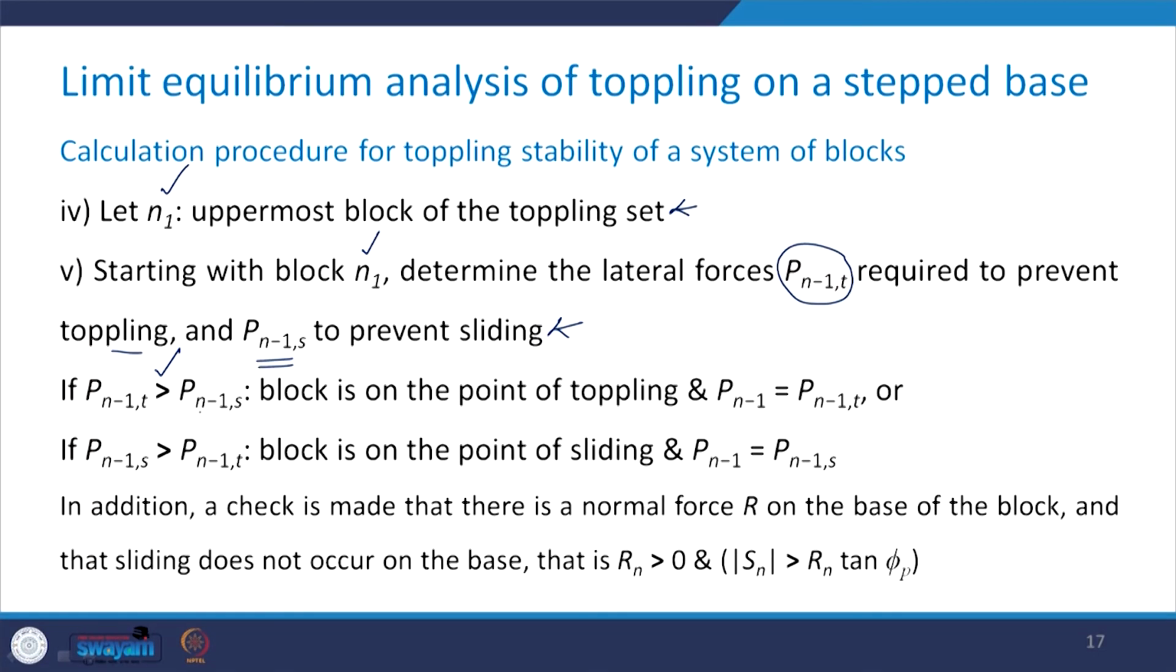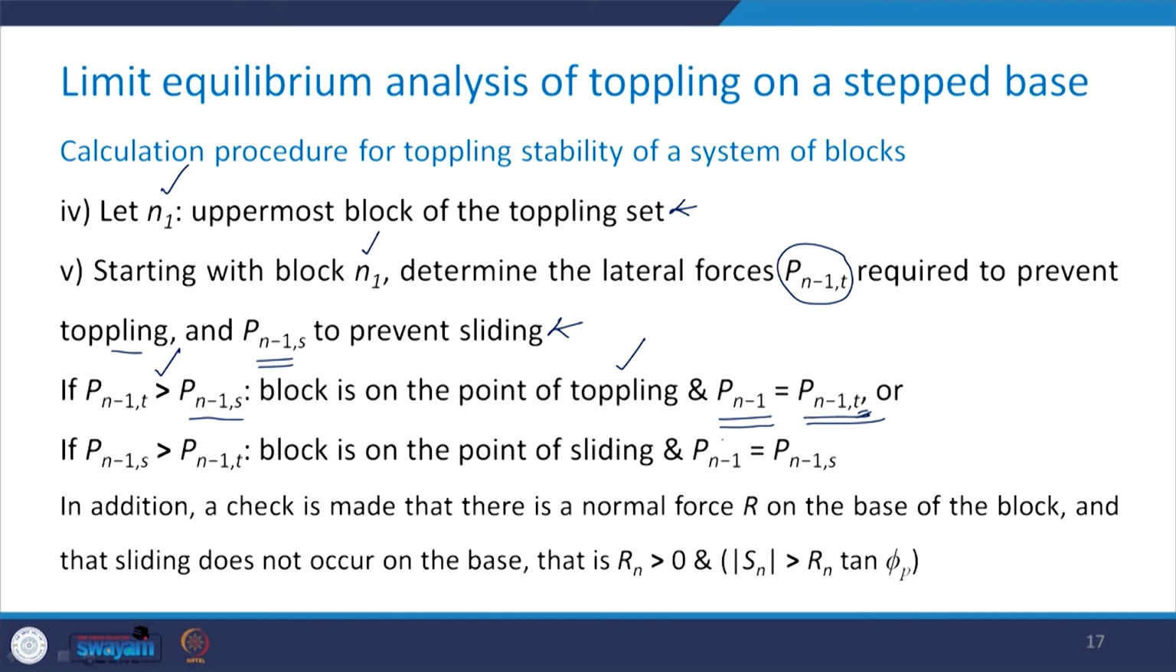So, see here what we are trying to check is, for every block I am trying to find out what is the force that is required to stop toppling and sliding both. Now, whichever is more, that mechanism is going to govern that particular block. So, in case you have Pn minus 1 t greater than Pn minus 1 s, the block is on the point of toppling, and accordingly this Pn minus 1 will take the value of Pn minus 1 corresponding to toppling, that is Pn minus 1 comma t.